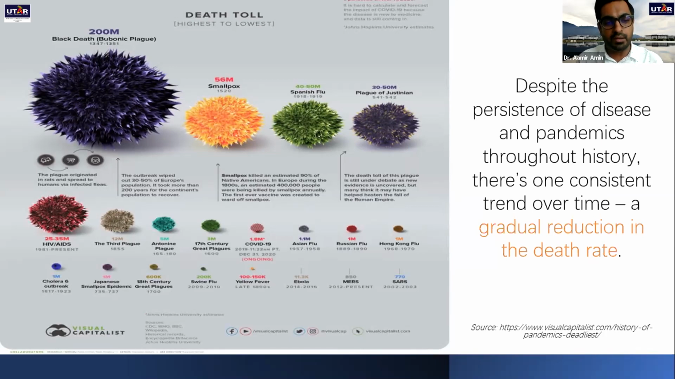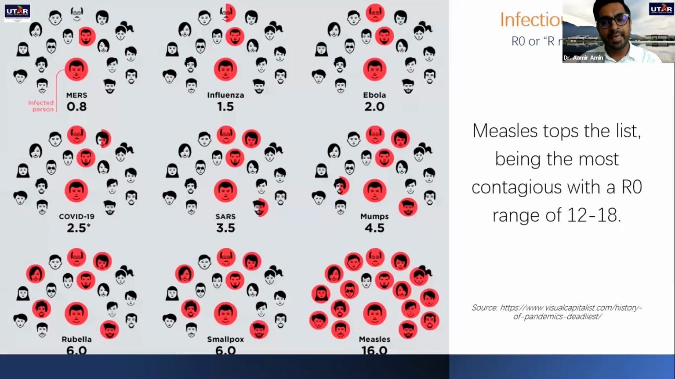But one thing which has been common in history is that despite the persistence of these diseases and pandemics or epidemics throughout history, there's one consistent trend: a gradual reduction in the death rate. We can attribute this to a lot of different factors, and better healthcare facilities is one of the major factors to give credit to for the decreased death rate.